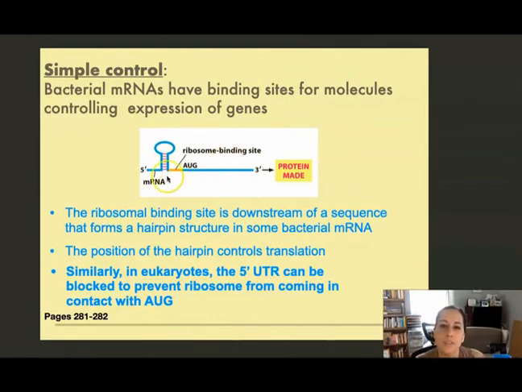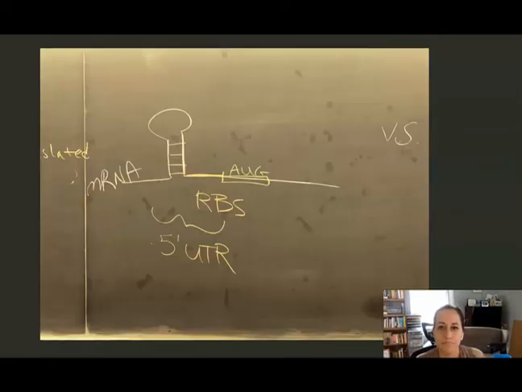And so this, where the base pairing occurs, can move back and forth between this place and the region that actually includes the ribosome binding site. So this is the version we just saw on the slide. We have the ribosome binding site here, and the start site here, and the hairpin upstream of them.